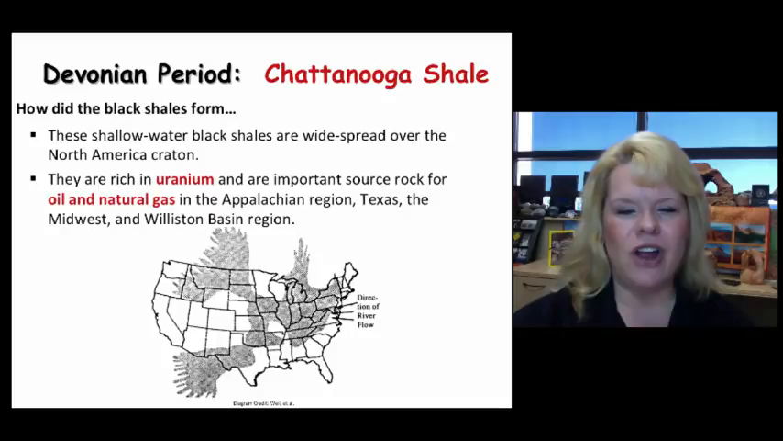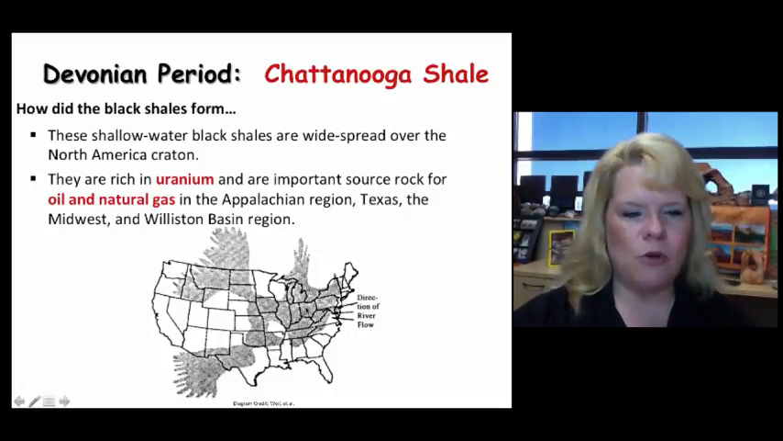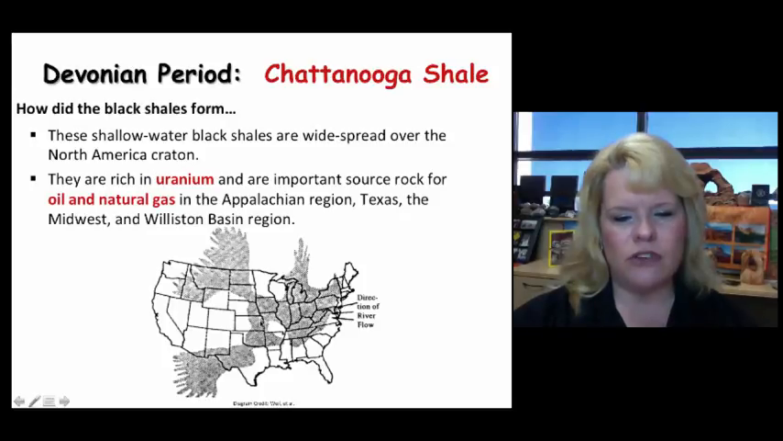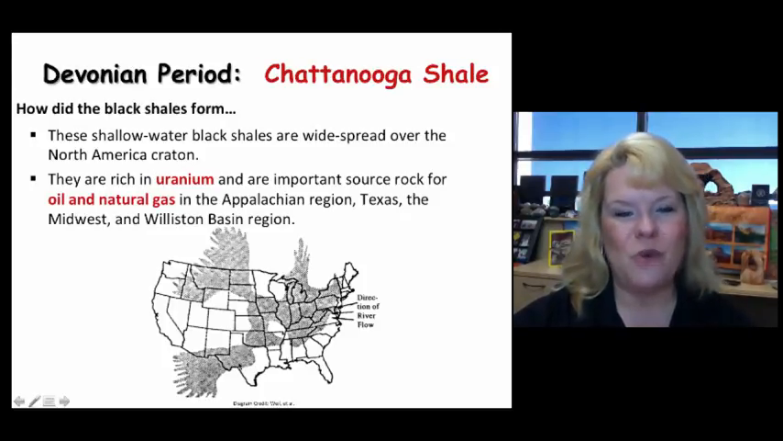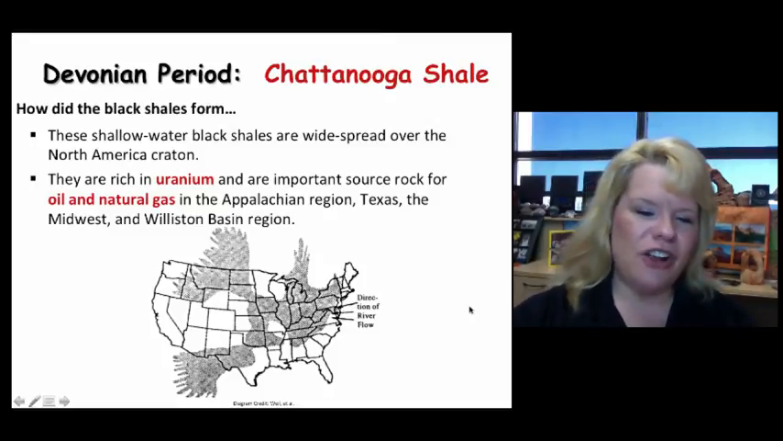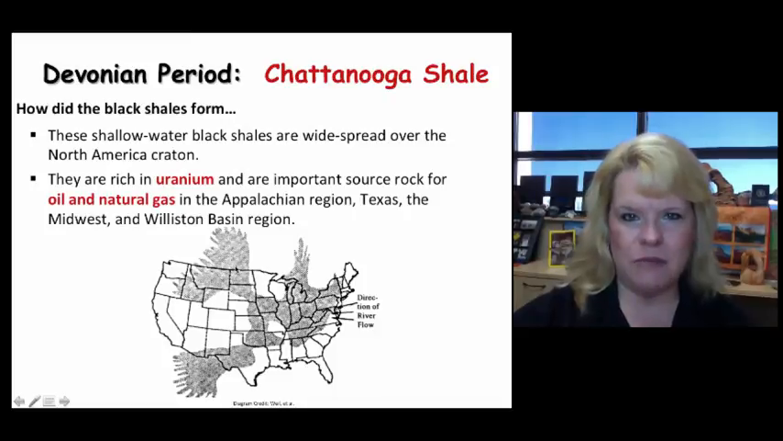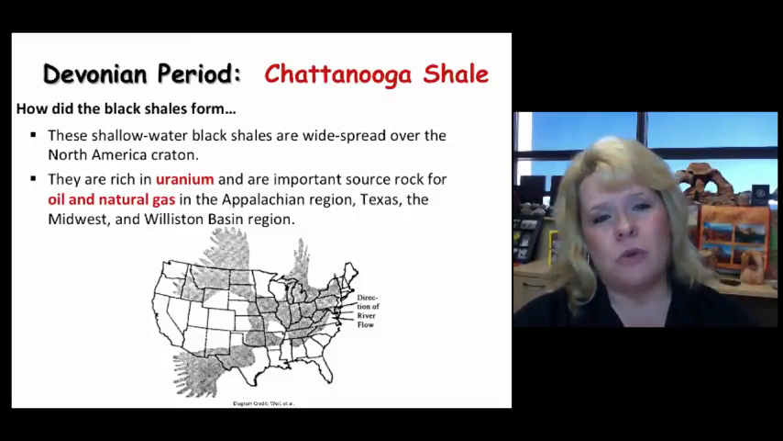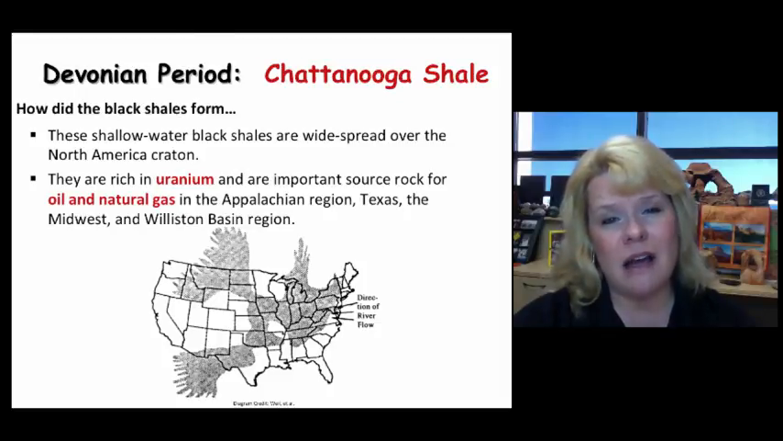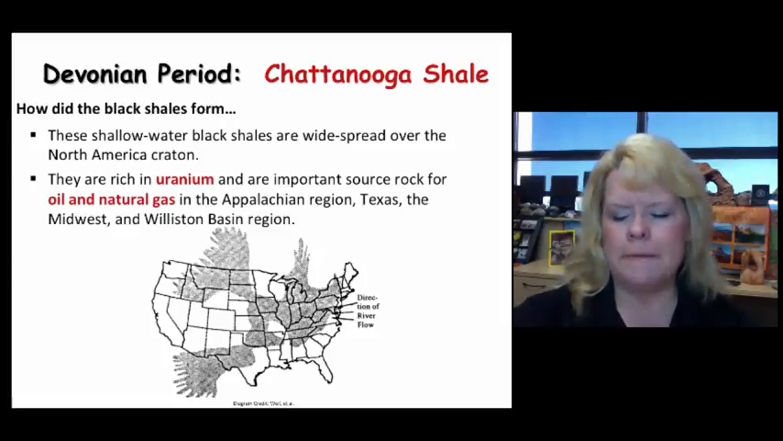So we find uranium all throughout the Appalachian Mobile Belt. We find it even throughout the Midwest here. And believe it or not, this area of Texas is known to produce it as well. Even the areas that we talked about up here for Williston Basin contain the same type of shale deposits. So the Chattanooga Shale is very valuable in terms of economic gain for what it provides in terms of a very useful mineral ore known as uranium.